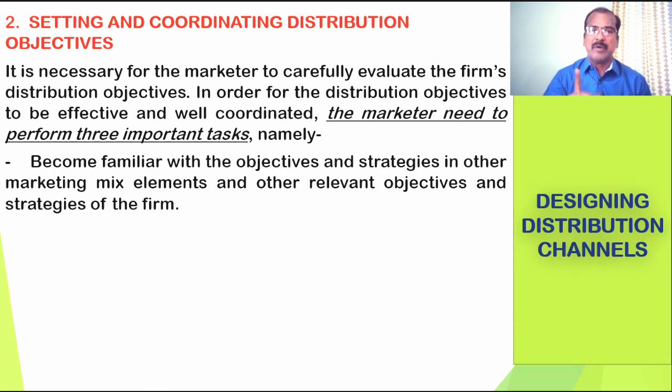They are: number 1, become familiar with the objectives and strategies in other elements of the marketing mix of the company and also other relevant objectives and strategies of the company. That is, be aware of the objectives of other elements of marketing, the same marketing mix, where you find the 4th P, place, as one of the elements. And in addition to that, you also be familiar with the objectives and strategies of the entire company to which you belong.